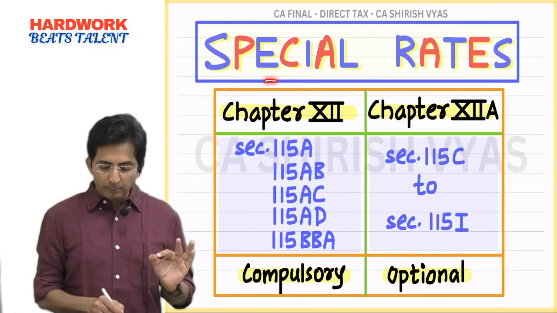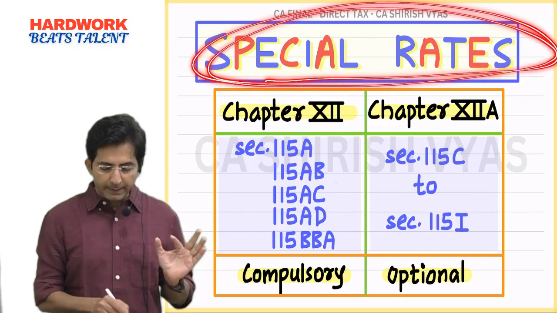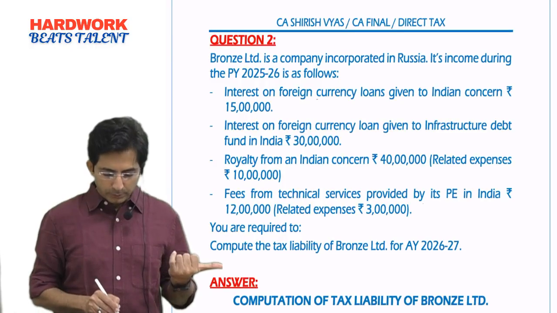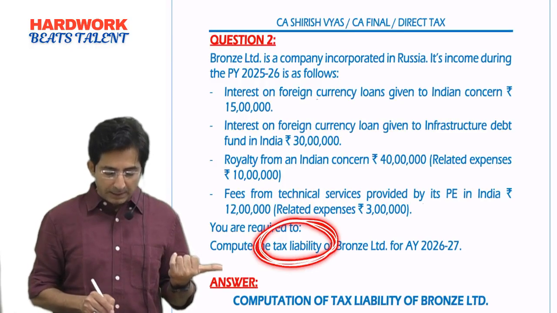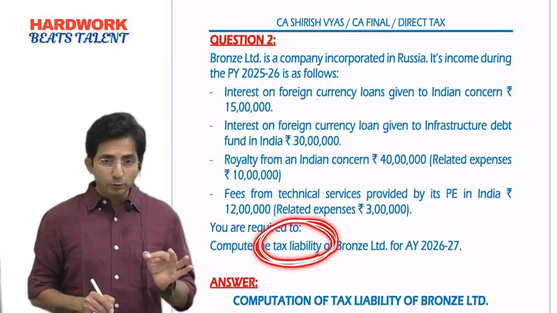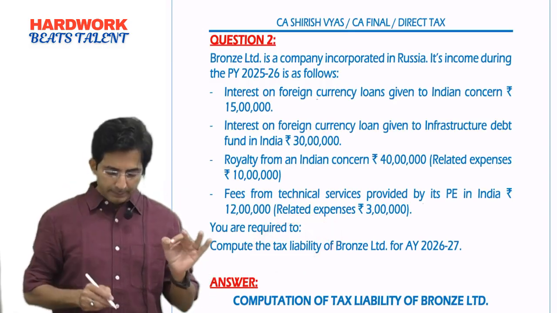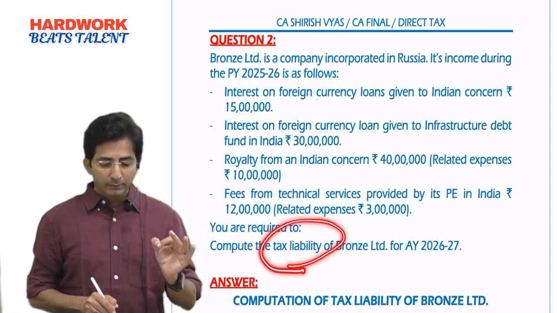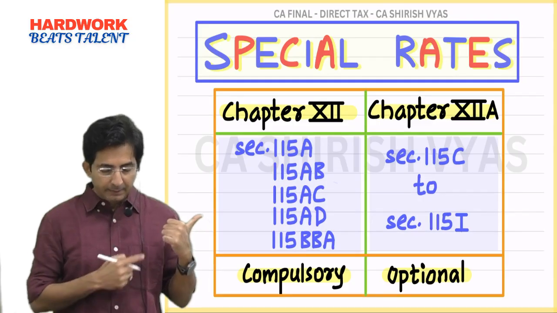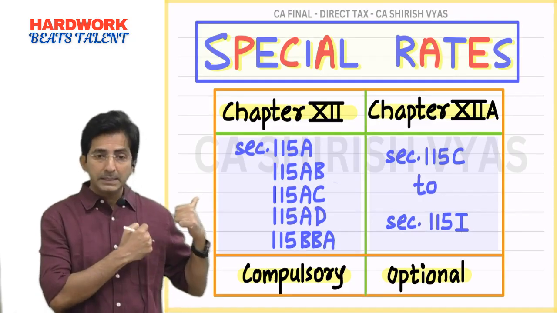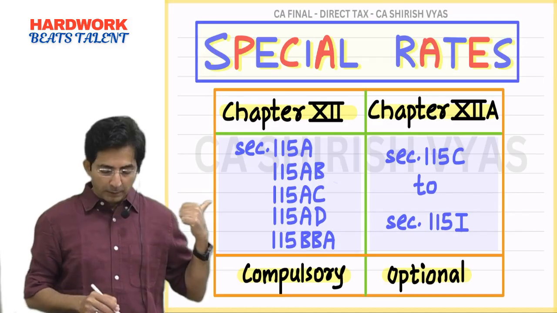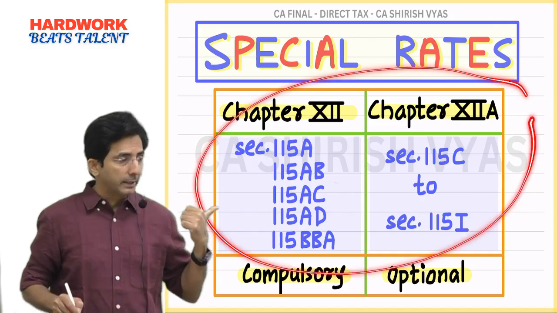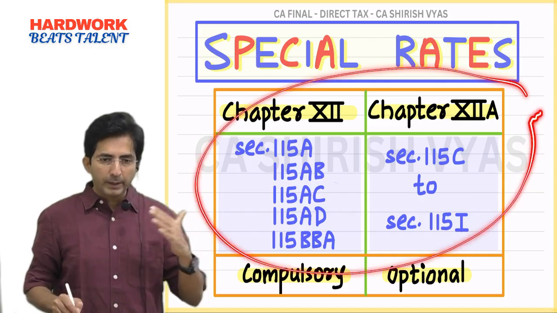And how will you come to know that you are tested on special rates? Special rates is of tax, no? So in the question, obviously the target will be tax liability. Once you know it's a question of non-resident and they are asking you to calculate tax liability, it's a hint that they are testing this knowledge. But the challenge is how to figure out which section is applicable. There are so many sections of special rates, so you will have to figure that out by reading the question.